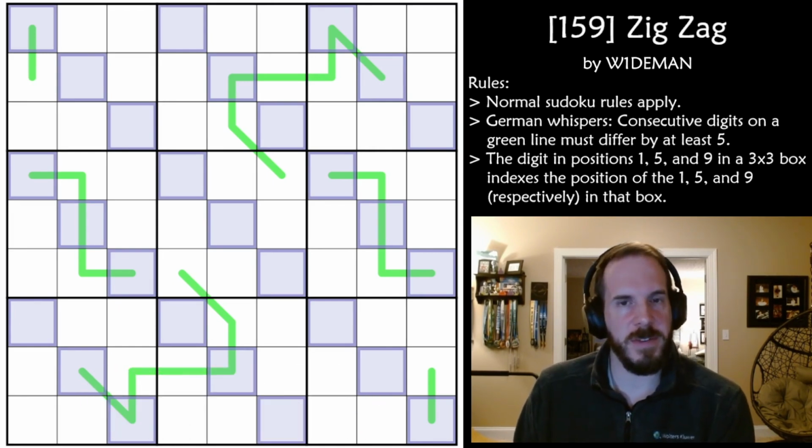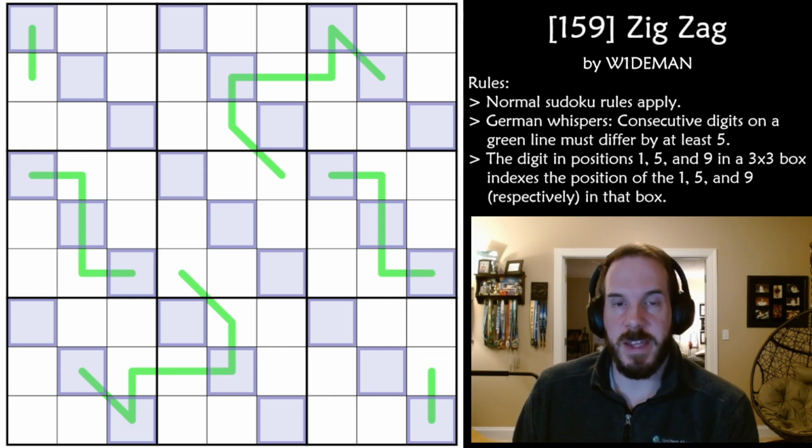I checked on Logic Masters Germany. It looked like this puzzle was published about 2.5 years ago, so it's been around for quite some time, but I'm excited to give this one a try.